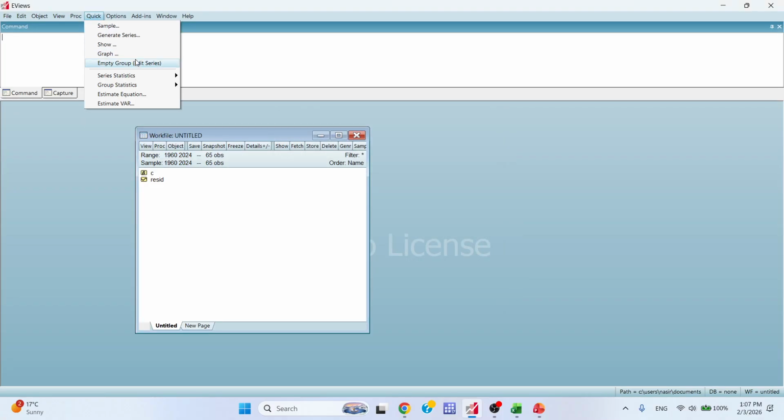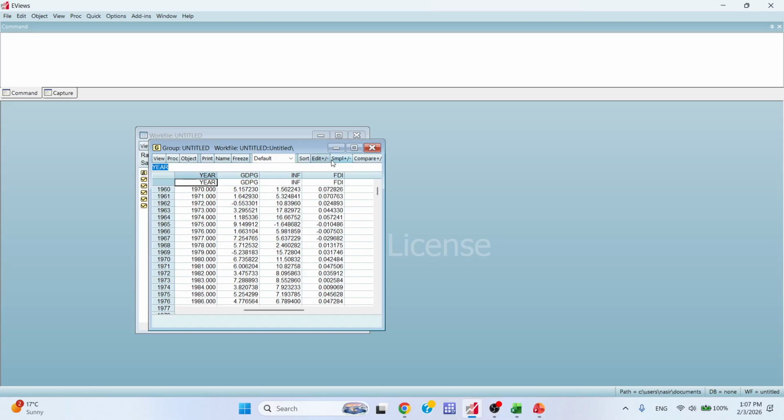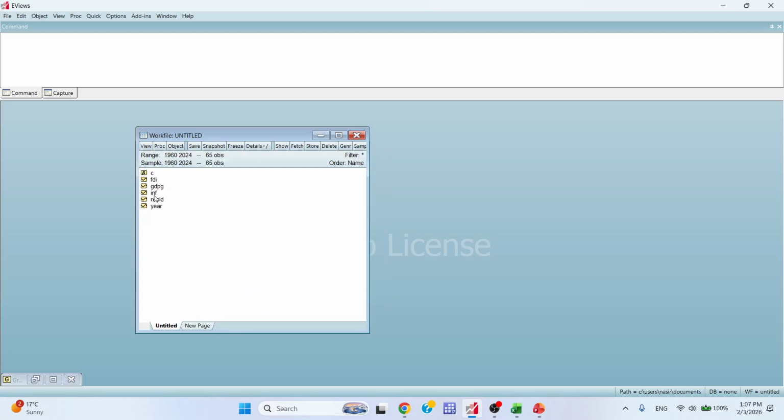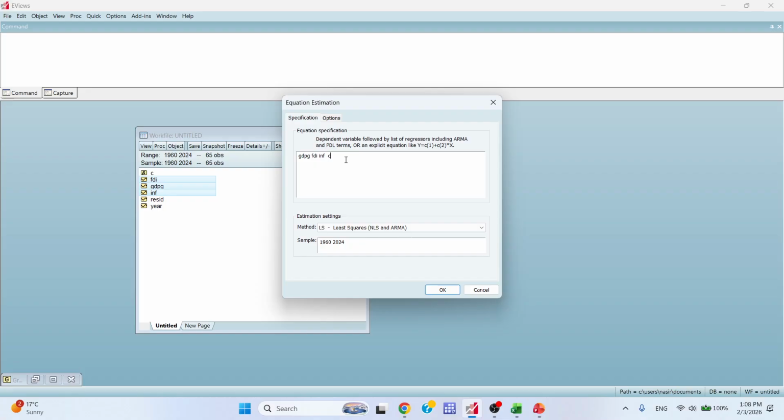Now paste your data set here. Go to Quick, Empty Group, and paste the data set here. Now you can see that all of our data set is present here. Now select your dependent variable first, then press the Control button, then select all of your variables, then right click, Open as Equation. Now here you have to write the ARIMAX model.